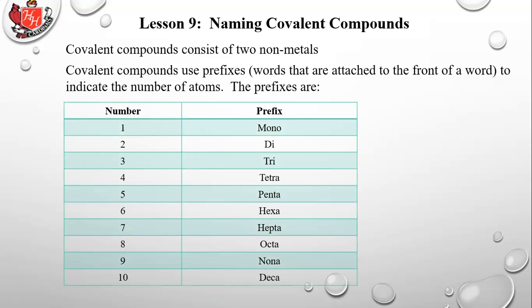But there they are. So the number 1 is mono. The number 2 is di. Sometimes a 2 can be represented by the prefix bi, B-I, like bicycle. But in this case it's di. 3 is tri. 4 is tetra. 5 is penta. 6 is hexa. Beyond this, we really don't use these that much, but just learn them anyway. 7 is hepta, 8 is octa, 9 is nona, and 10 is deca.